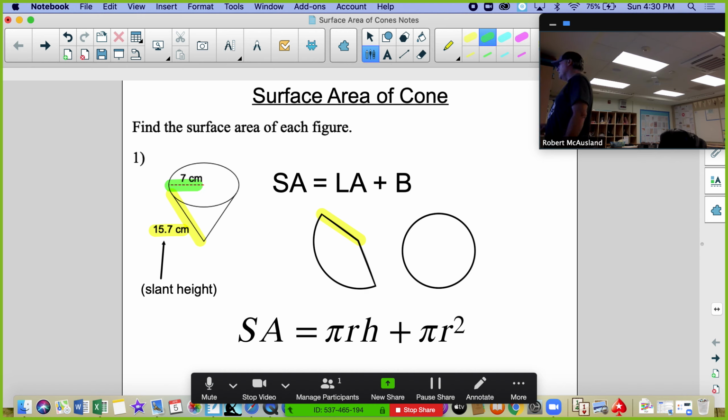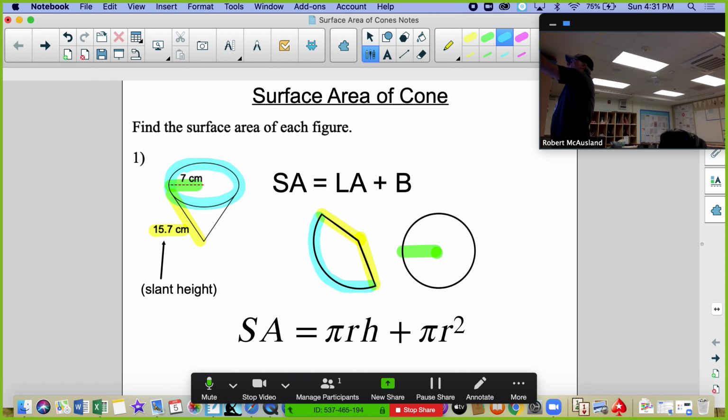The radius is going to be from here out. Understand this looks like the radius, but in your lateral area, this is going to be your slant height. And this is going to be the circumference around the circle. That's going to be that distance.